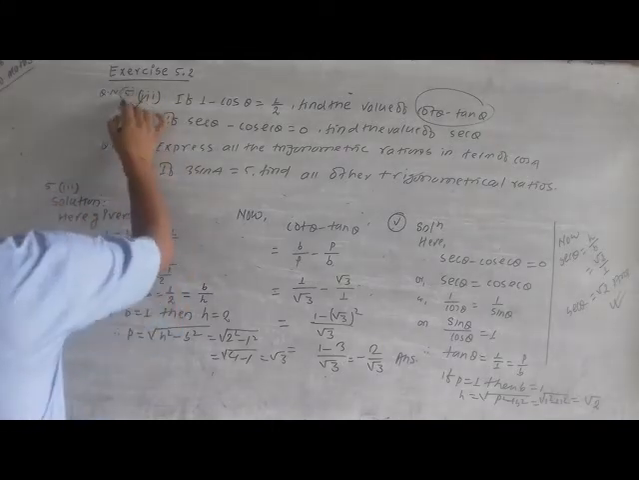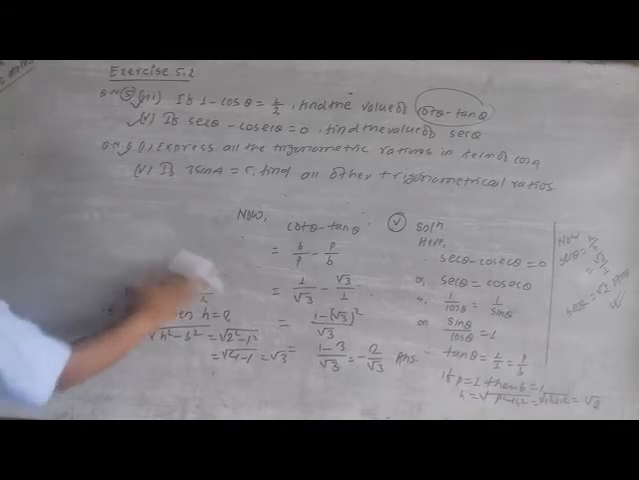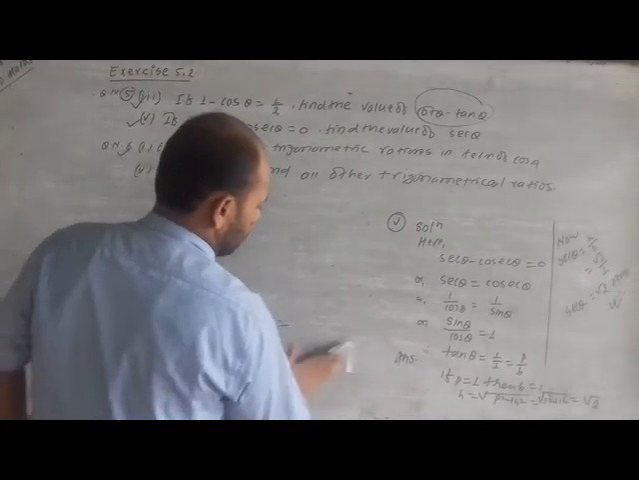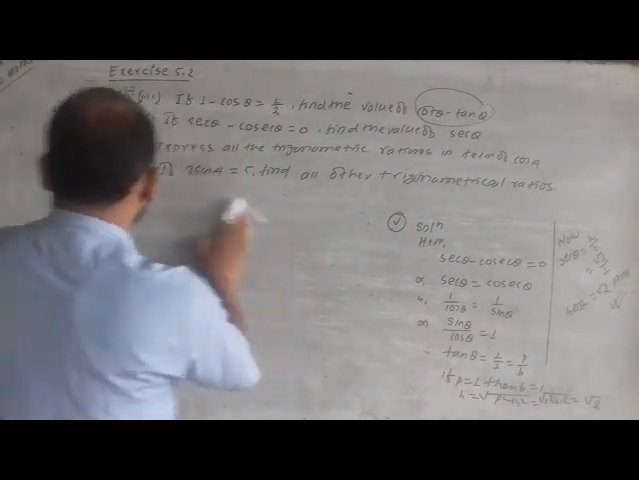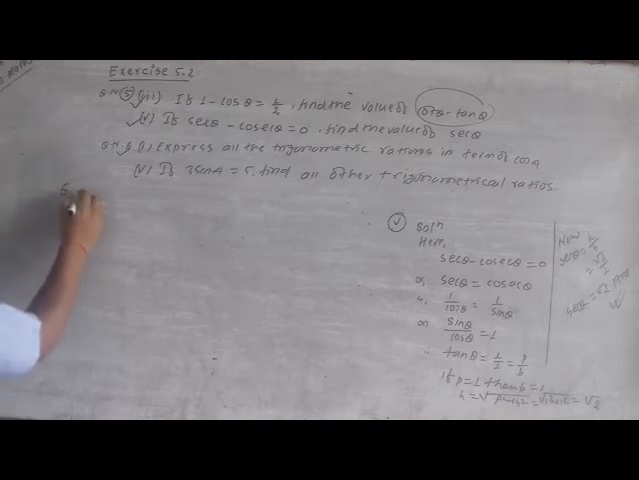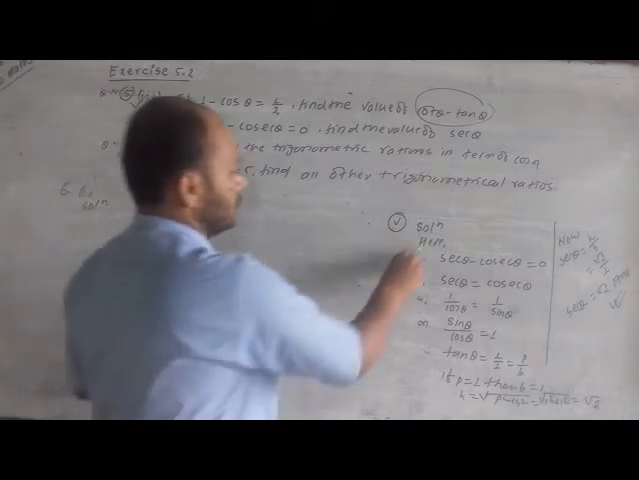Now I am going to solve question number 6. This is a very important question. These types of questions are generally asked in group D, in long types of questions. Here in question number 6, solution 1. Here your question says express all the trigonometric ratios in terms of cos A.